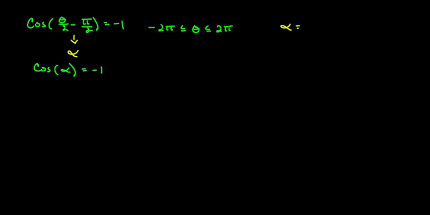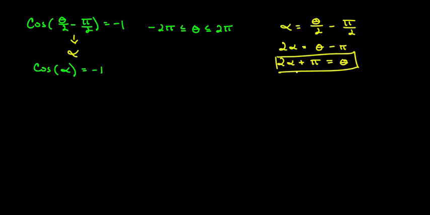By making that substitution, I have alpha is equal to theta over 2 minus pi over 2. Multiply both sides by 2. So I get 2 alpha plus pi is equal to theta. So I'm going to use this right here. Since theta is equal to this, I'm going to insert it into this: negative 2 pi is less than or equal to 2 alpha plus pi, less than or equal to 2 pi. This was my theta, and I got that from over here.